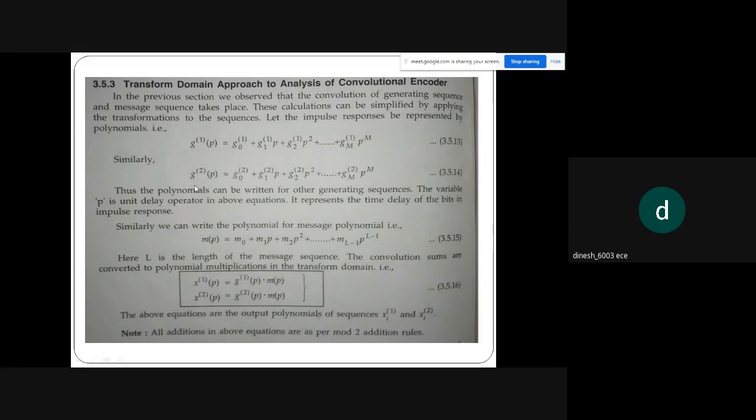Similarly, we can write in terms of second generating sequences g2 of p is equal to g0 of 2 plus g1 of 2 into p plus g2 of 2 into p square plus g3 of 2 into p power 3, and it goes until gm of 2 into p power n.